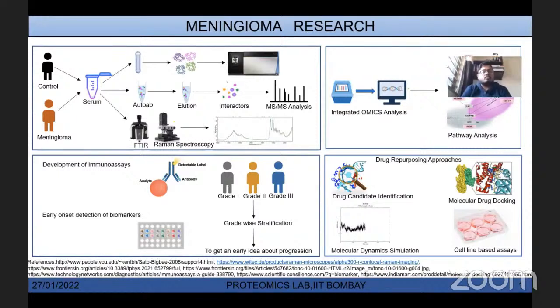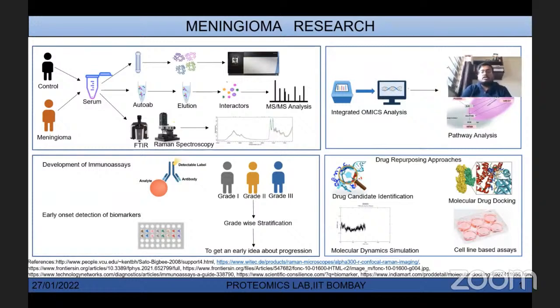So my work focuses on identifying biomarkers that can help in early detection, and also on developing mass spectrometry based immunoassays so that patients can be assessed easily using body fluids such as serum. Also, I am looking at different biophysical characteristics that will help in stratifying the grade-wise classification of the patients, so that we can get an idea of which patients are developing aggressiveness and try to prevent them.